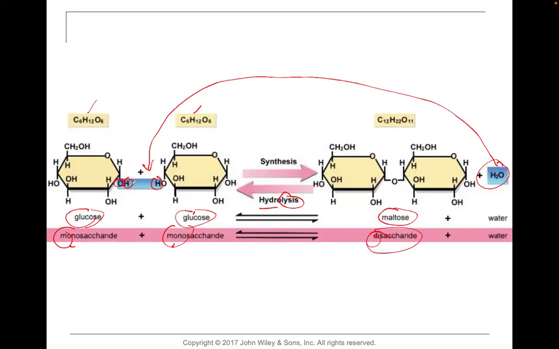So when you're pulling water out of it, that's the dehydration synthesis. When you're taking the water and you're putting it back in, that's the hydrolysis. You're splitting it to put it back. Hydrolysis reactions are used for catabolism. Synthesis reactions are used for anabolism.